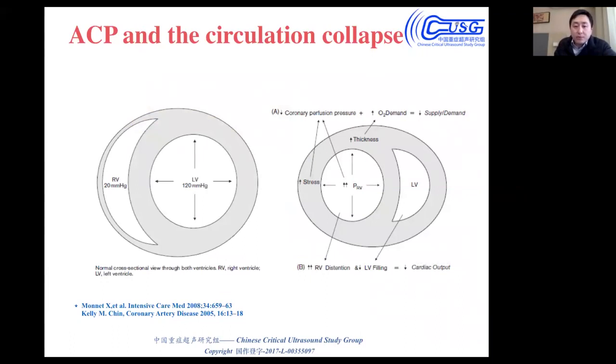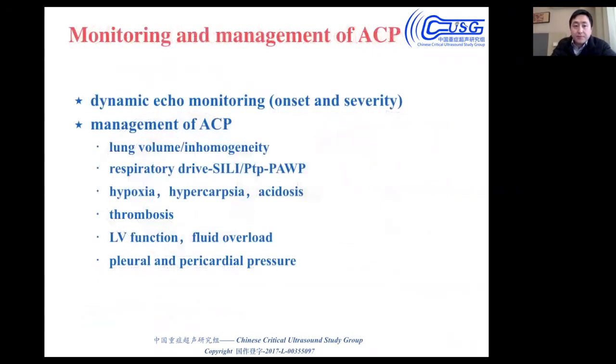The second important consequence of ACP is the depression of the left ventricle. We all know an enlarged right ventricle can press on the left heart, and the left heart could be depressed, and dysfunction of the left heart happens. So we should pay more attention. Monitoring and management of ACP are very important.